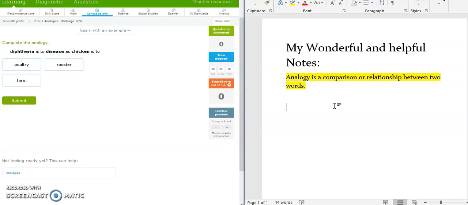I suggest you do it on a scrap piece of paper or anything else that you like to write on, your little brother's homework, it doesn't matter. But take some notes if it helps. All right, so here we go. Complete the analogy. Diphtheria is to disease as chicken is to, all right.